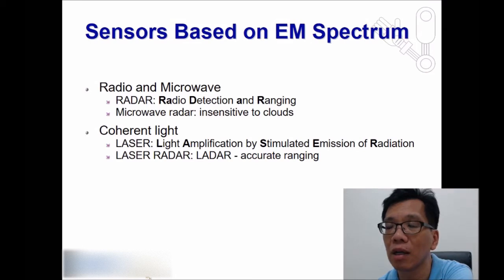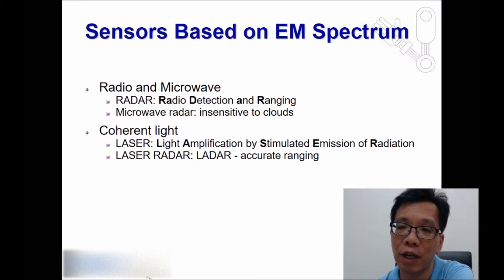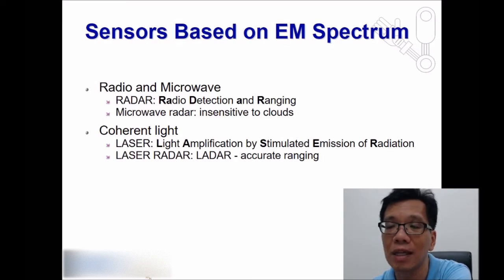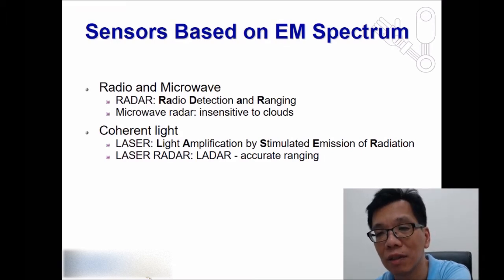Based on the spectrum, we might have radio signals and microwave signals. Radio signals are often used to detect what's going on in front of us, or to identify whether we have an object in front of us. Microwave is similar, but it's powerful because it's insensitive to clouds. We might have an environment that is not so friendly, with a lot of clouds. In that case, we might want to use microwave radar to detect what's going on in our environment.